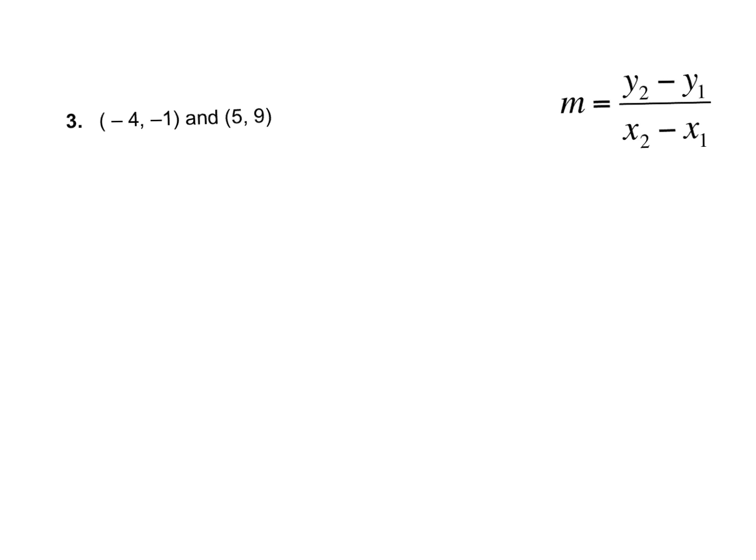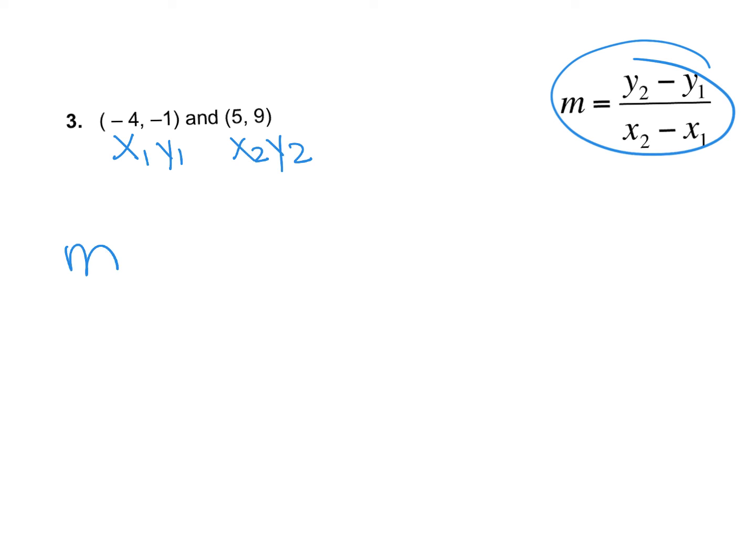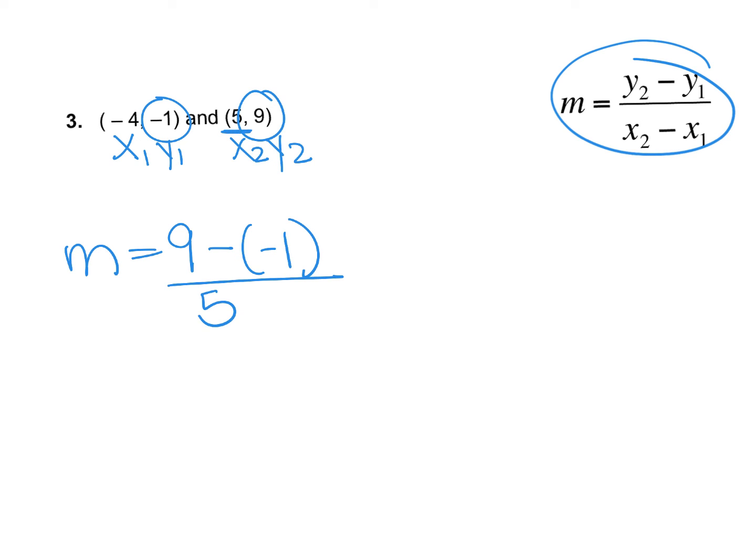All right, number 3, we have (-4, -1) and (5, 9). So we've got those 2 points. Let's label our points. I have my x1, my y1, my x2, my y2. We're going to plug it into this formula right here. I'm going to take y of 2 minus, now again, look, you have that -1, so it's going to be minus -1. And then I have 5, my x of 2 is 5, minus my x of 1, which is -4. So I have 2 negatives here again too.